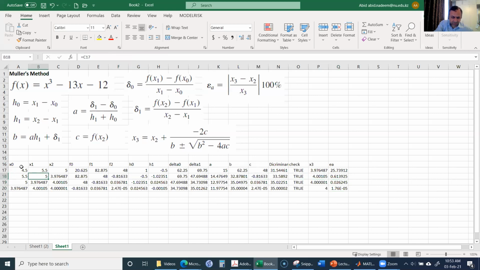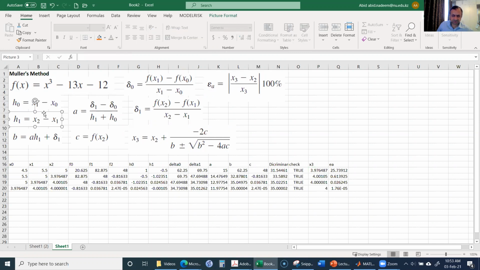And in the second iteration, you can see that the value of x naught is the same as which was previously for x1. The value of x1 is the same as which was previously for x2. And the value of x2 is the same as which was calculated in the previous iteration. So in this way, the algorithm will work in the Excel. When you want to do it in the Excel, you can write all the necessary equations in front of you, and then it is very easy to formulate these equations into the Excel and then calculate it.